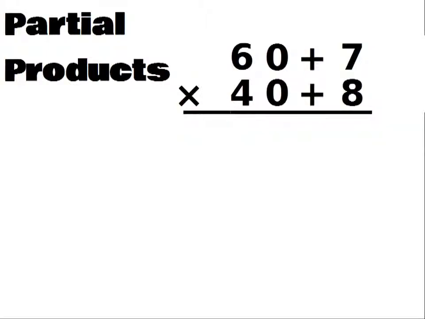Now, once we have these separated from us, we will simply multiply in pairs again. We will multiply 60 times 40. 60 times 40 is 2,400.